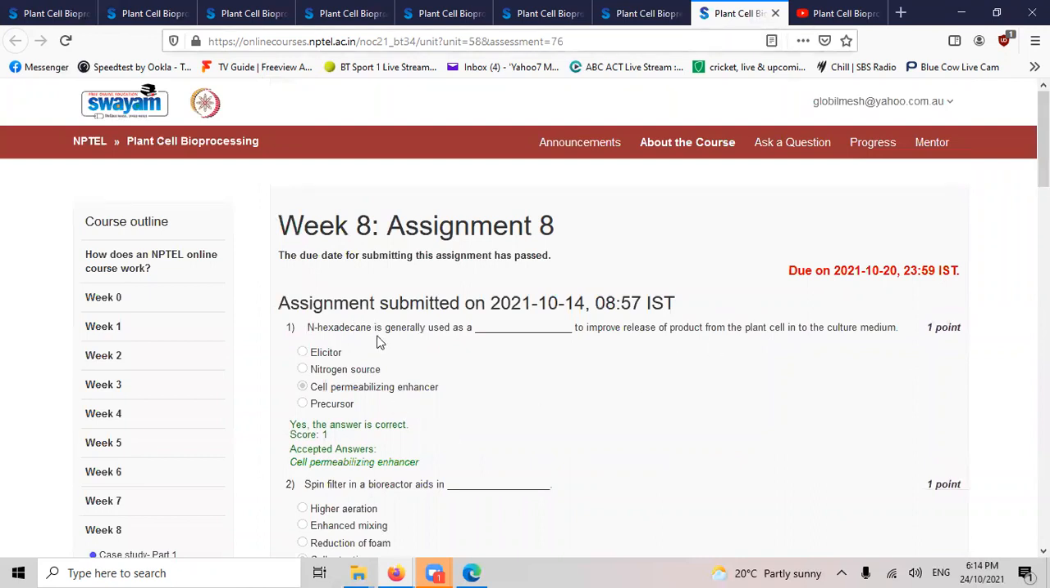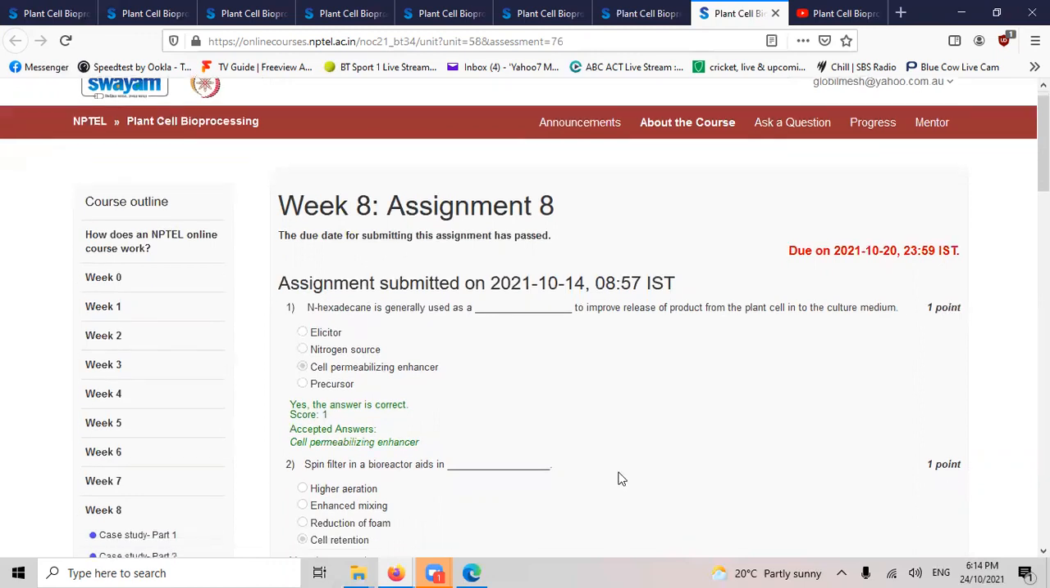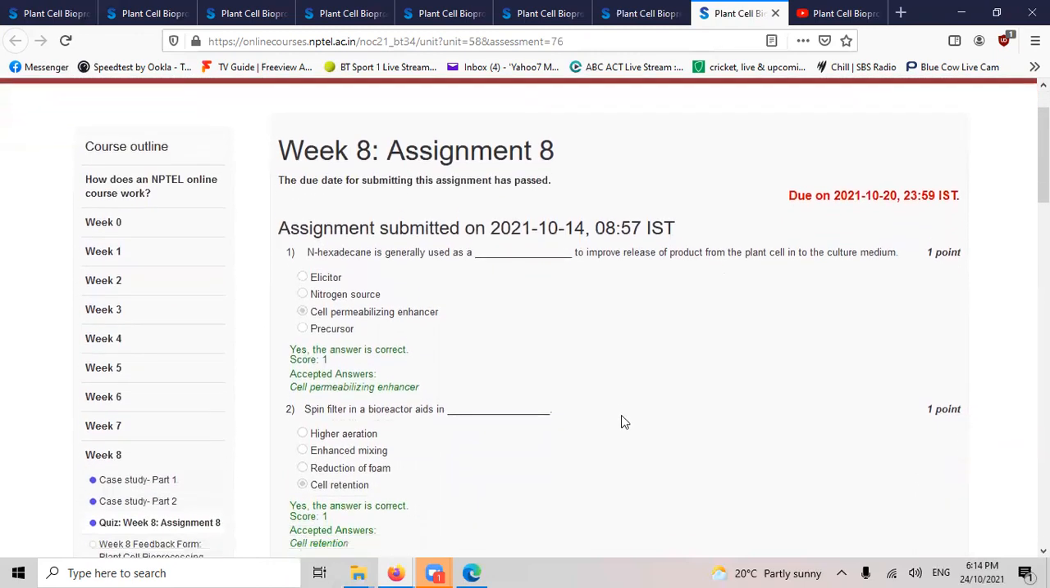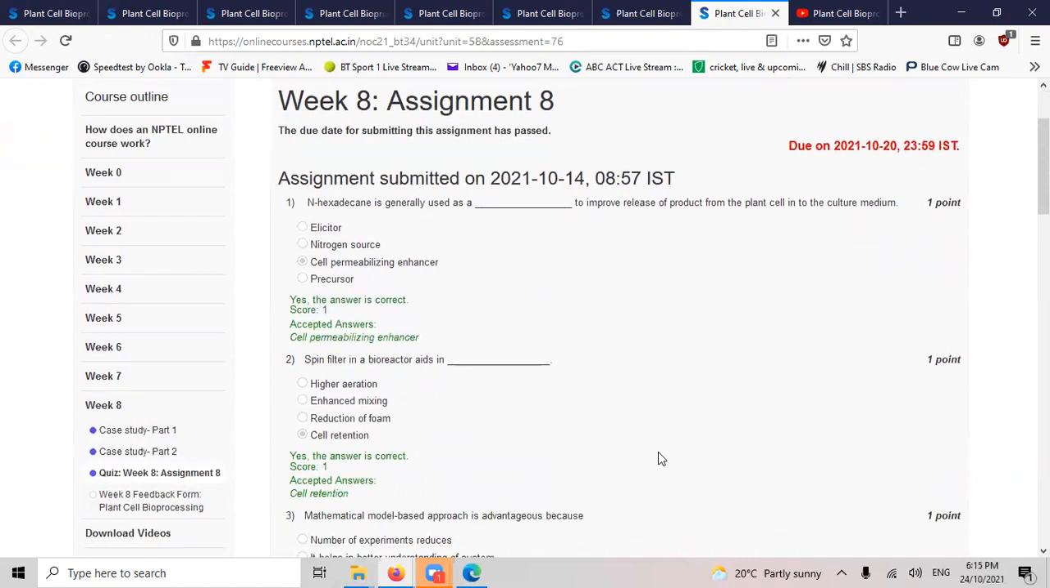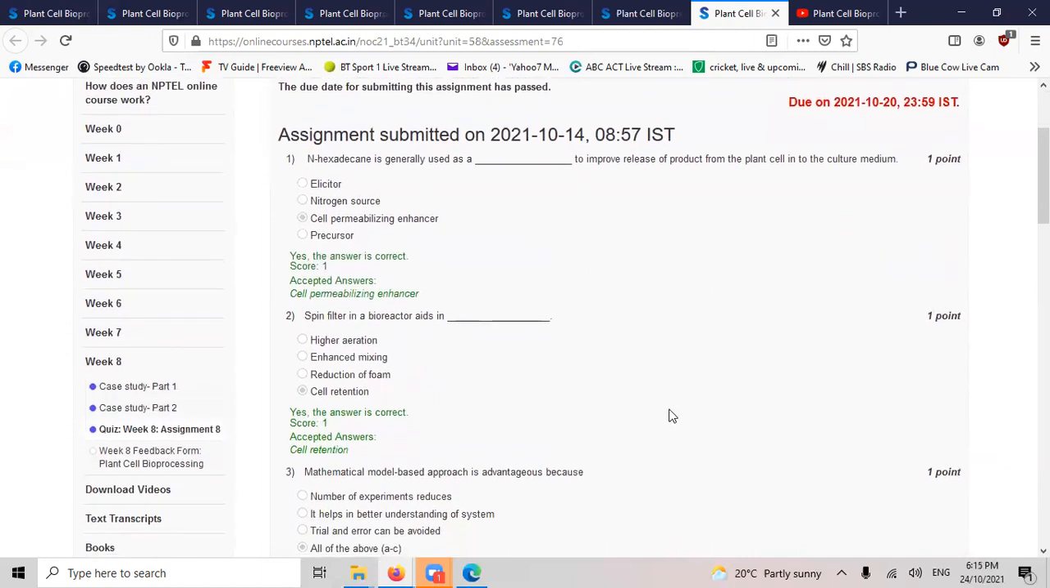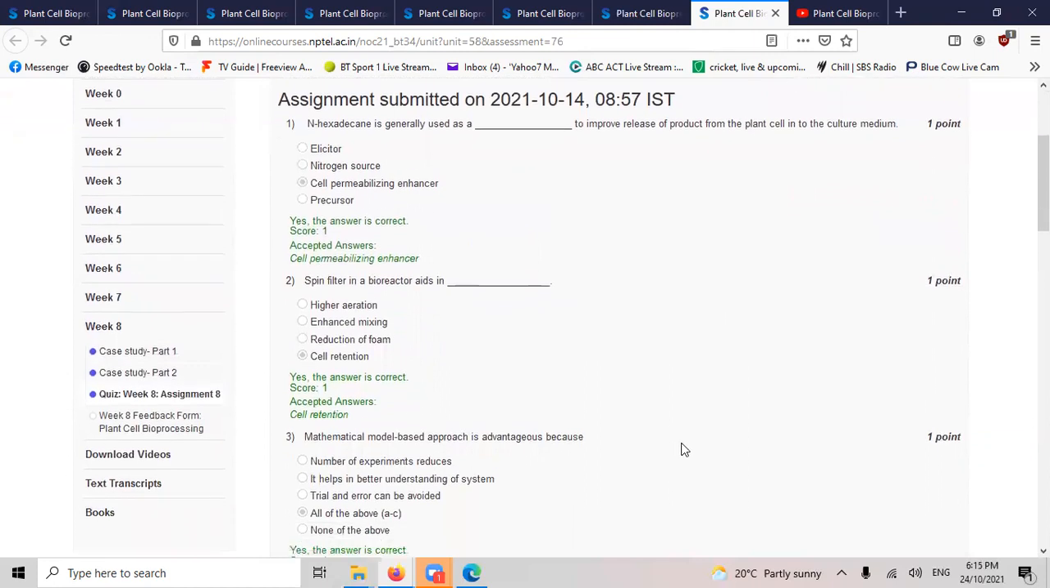And hexadane is generally used to improve the product from plant cell in a culture medium. Is a cell permeation enhancer. Spin filters in a bioreactor aid in keeping the cells retained. Mathematical based model approach is advantageous because of lots of things, all of them.